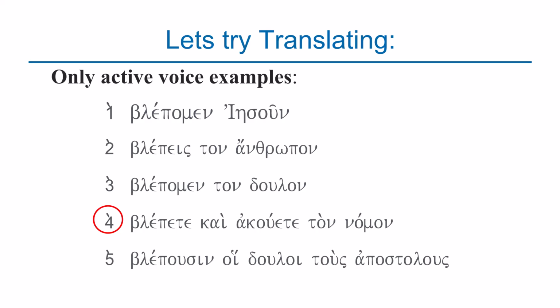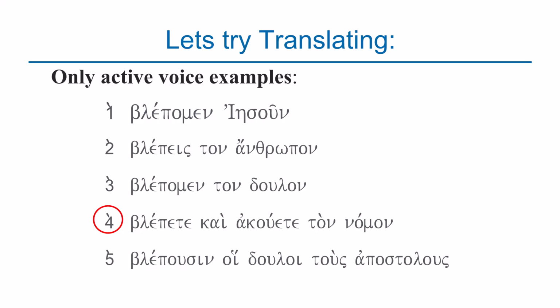Then you have ton nomon. Ton means the; that's a definite article. Nomon means law, coming from the word nomos. Again, you have to refer to the noun paradigm that we have looked at to see that the case ending omicron nu is coming from the accusative. The way you translate accusative is the same as the way you translate the nominative. Nomon means law. So, blepete kai akwete ton nomon means that you are seeing and you are hearing the law.